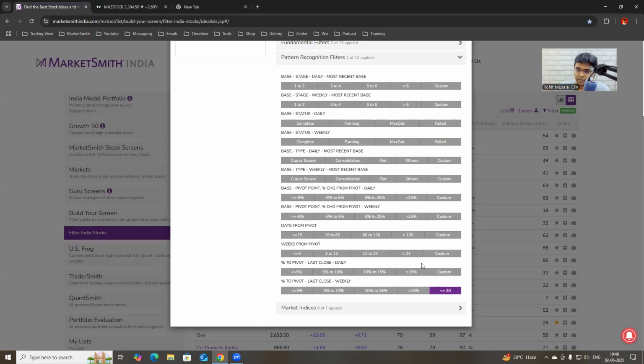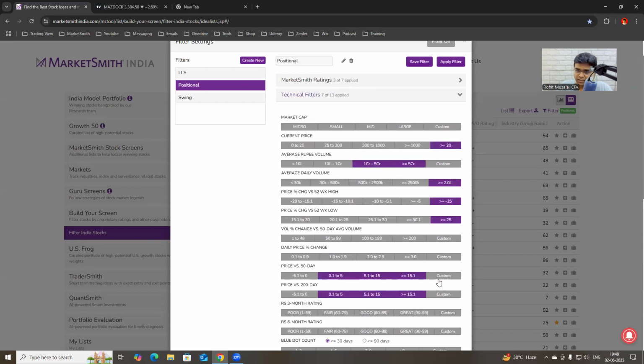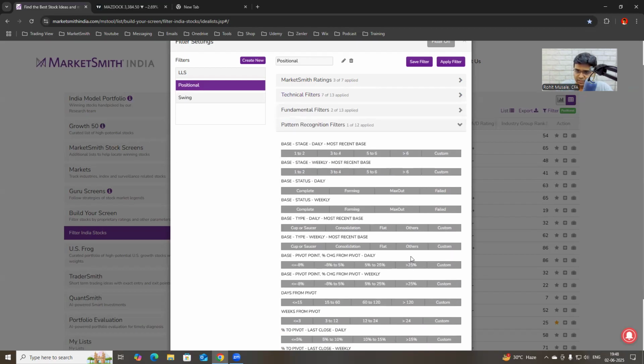I don't know. See, I personally don't understand these filters. That is why I don't use them. I don't know how MarketSmith is interpreting these. I have not found any explanation for this on the MarketSmith website, or probably I have not searched enough. So anything that I do not understand, I don't use at all. If you notice, these filters are very easy to understand, very intuitive. This is not very easy to understand.